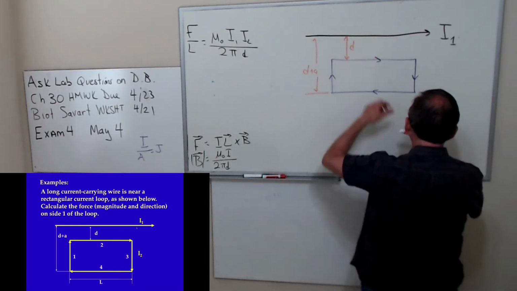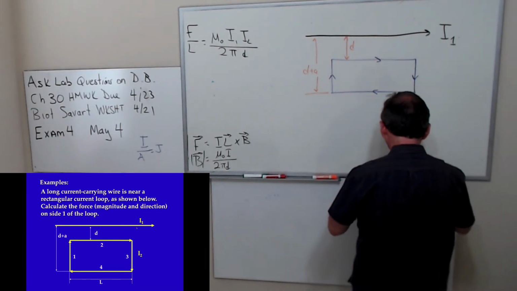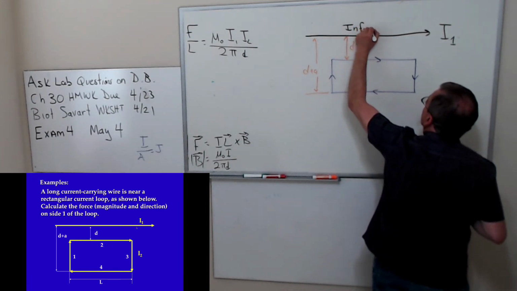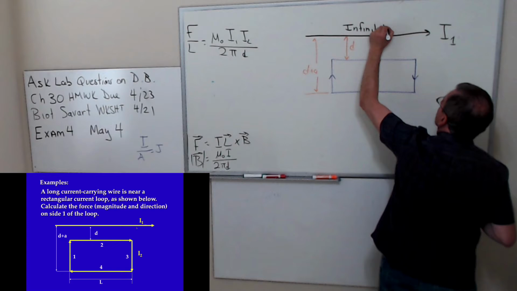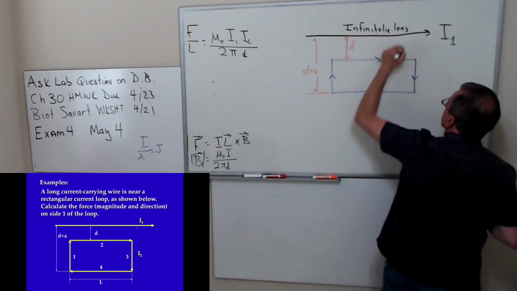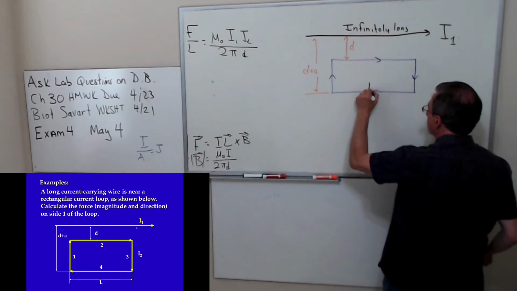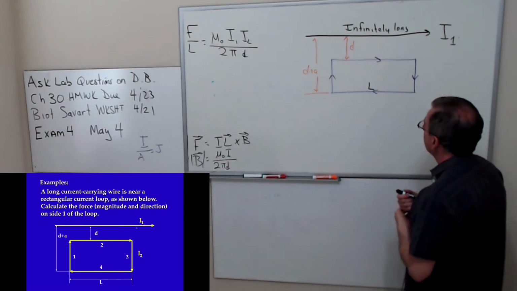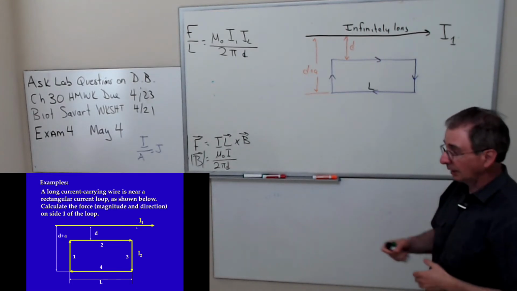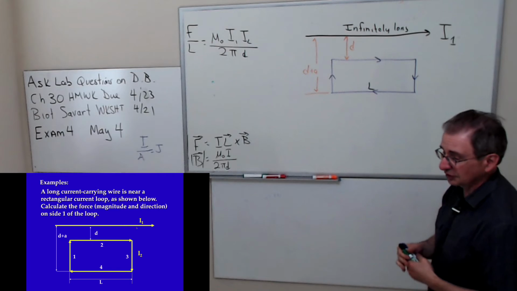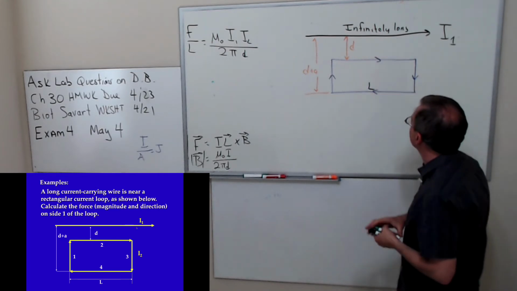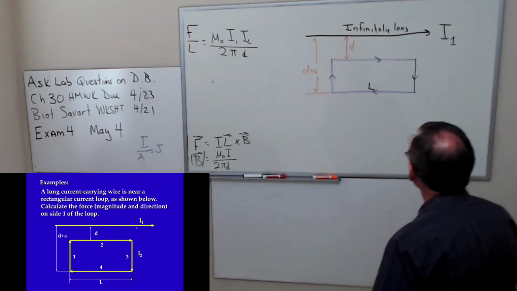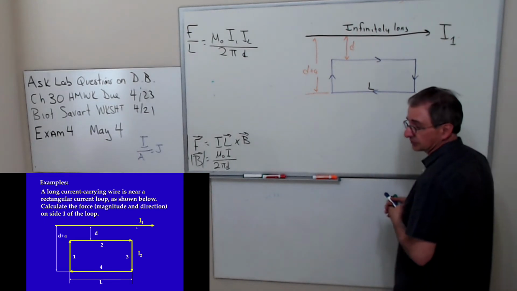Let's pretend this is infinitely long. This is not. We'll just say its length is L by A. I want to know the force on this loop. And of course, using Newton's third law, I can find the force on the wire, okay? So how do I approach this?